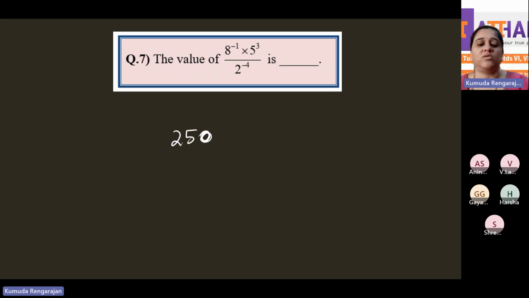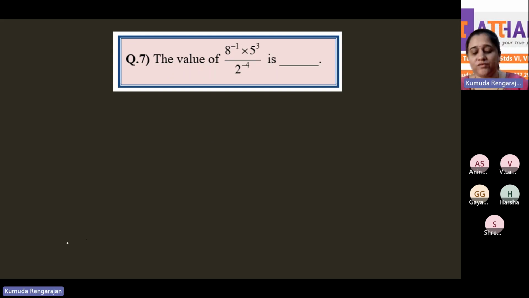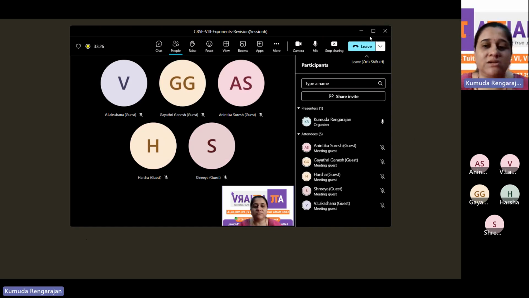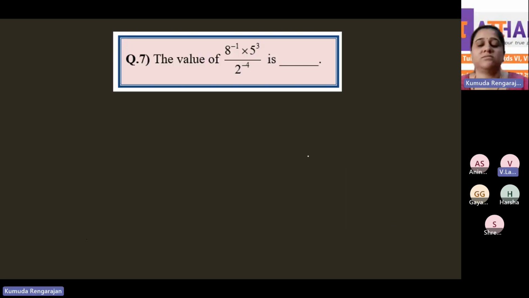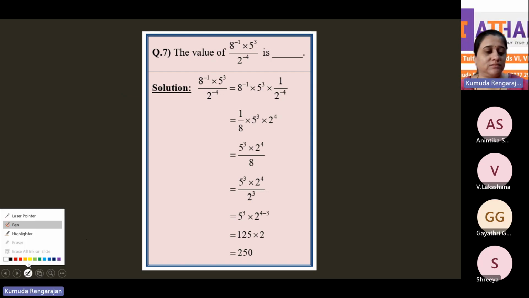Yes, children. So Anantika said 250. Shreya, what's your answer for this? The same one, ma'am. 250. Gayatri? Same, ma'am. Lakshana? And Harsha? Same. Even I'm getting the same answer, 250.